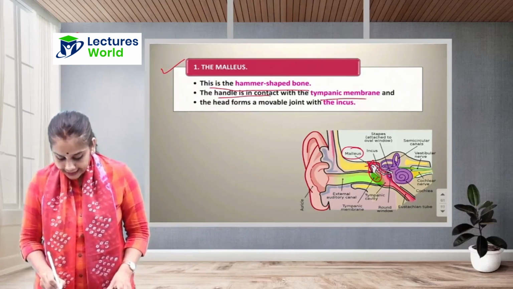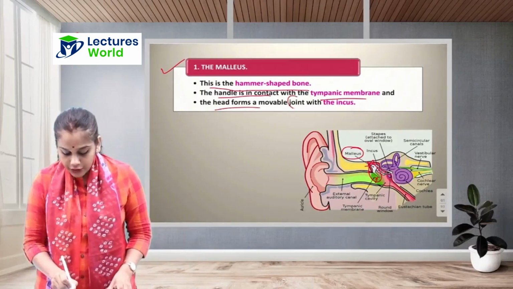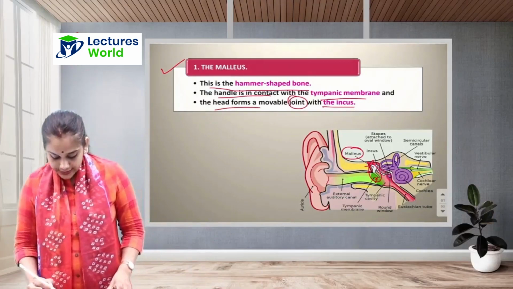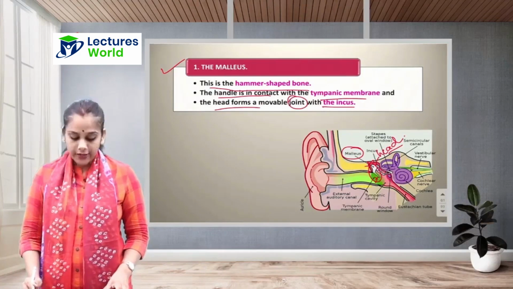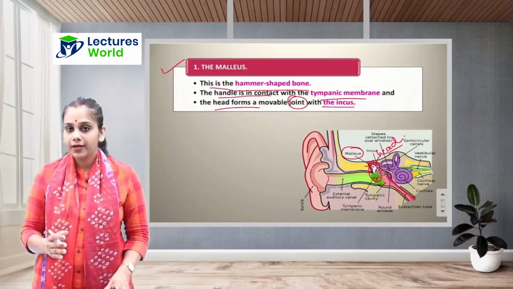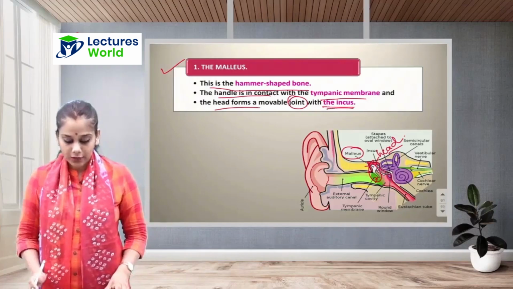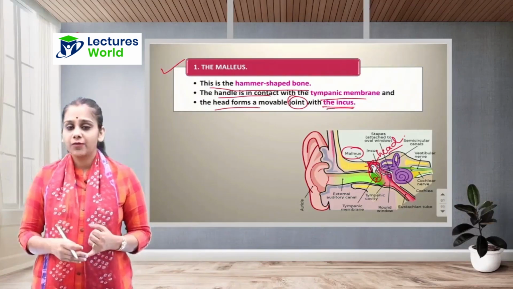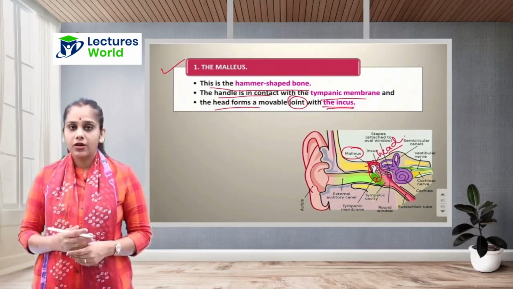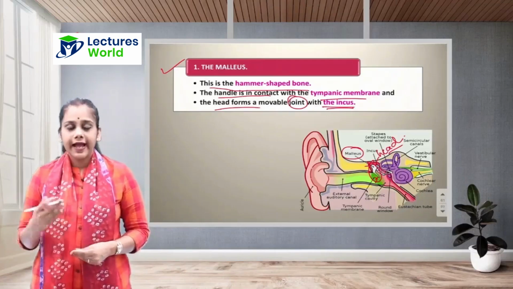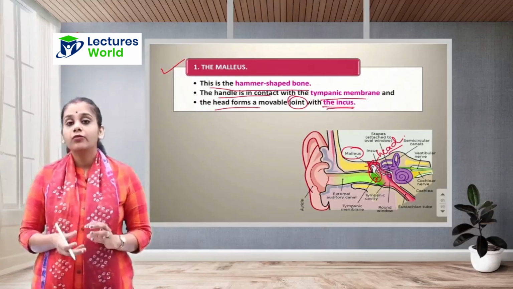This is the handle that is attached to the tympanic membrane, and the head forms a movable joint with the incus. See, this is the head of the malleus. The head forms a movable joint with the incus bone. So what is the malleus? Its shape looks like a hammer. The handle is in contact with the tympanic membrane, and the head is in contact with the incus, and it is a movable joint.